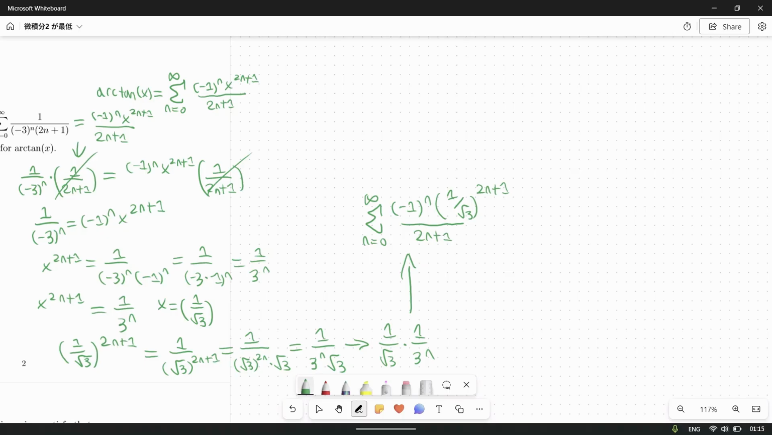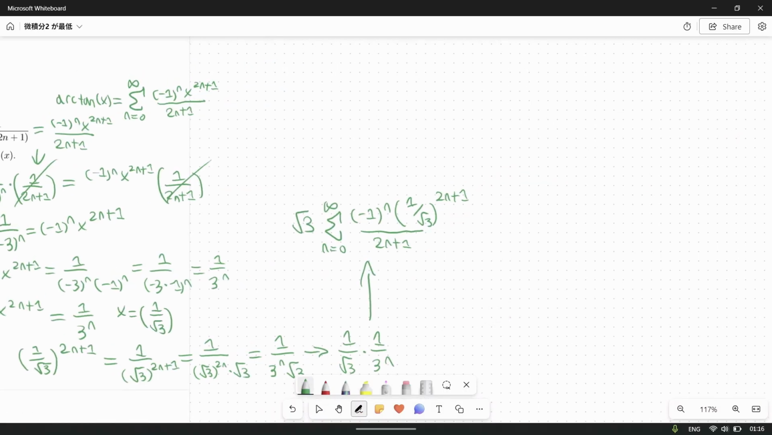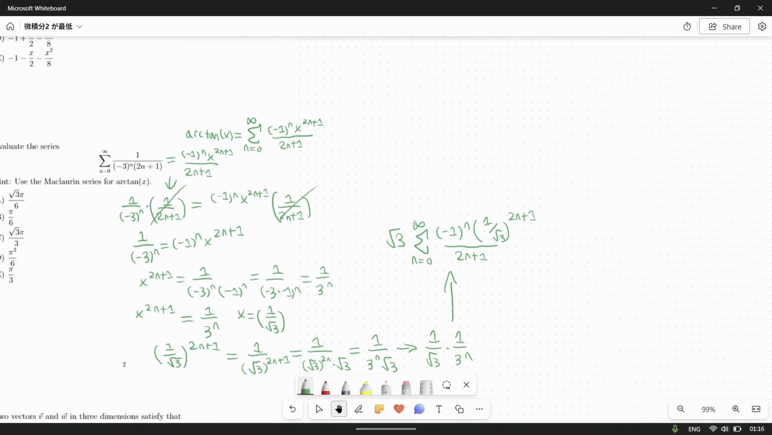And the next thing we're going to have to do is, since I mentioned that this is very close to this, but it's not exactly equal, the way that you would make this be exactly equal to this is by multiplying it by the square root of 3. Because then it would cancel out with the square root of 3 in the denominator, and it would end up being equal to this. And so similarly, you'd also have to multiply this entire series by the square root of 3.